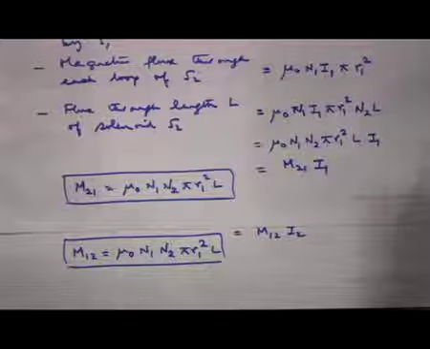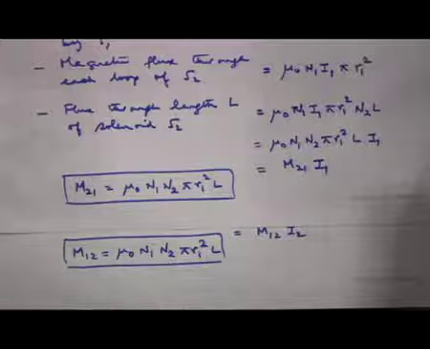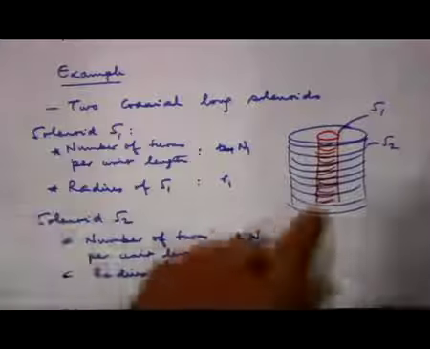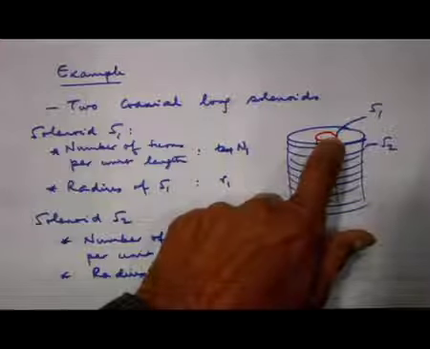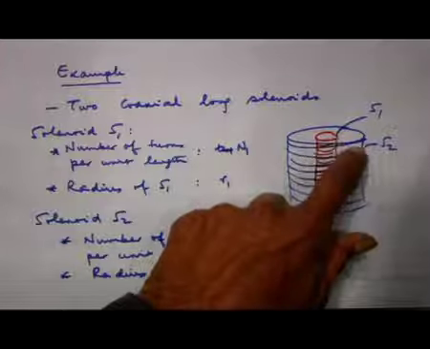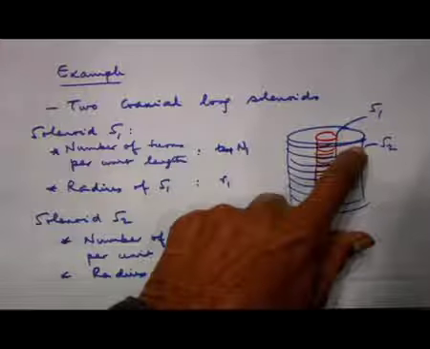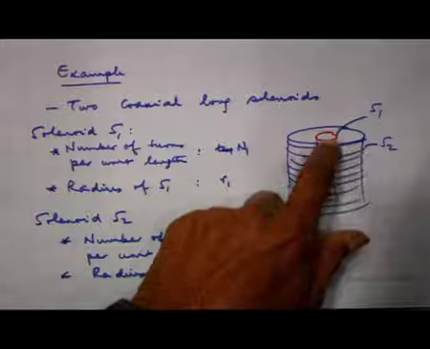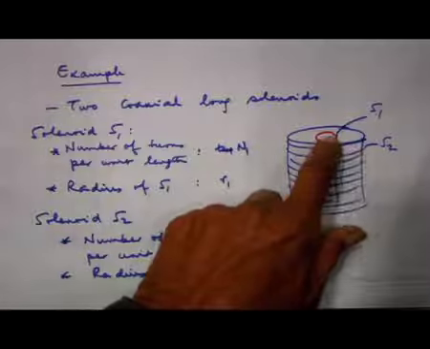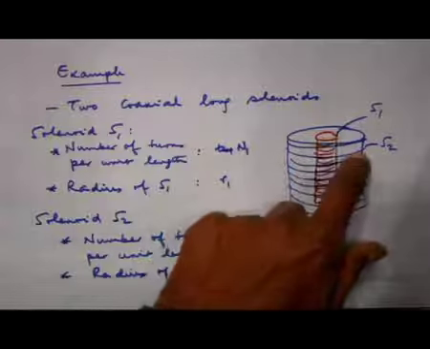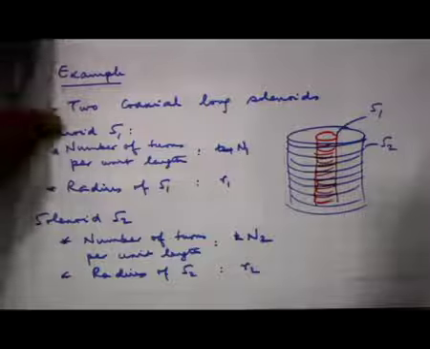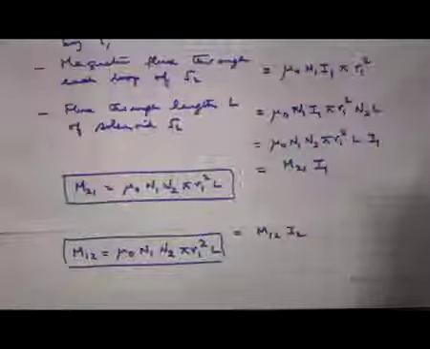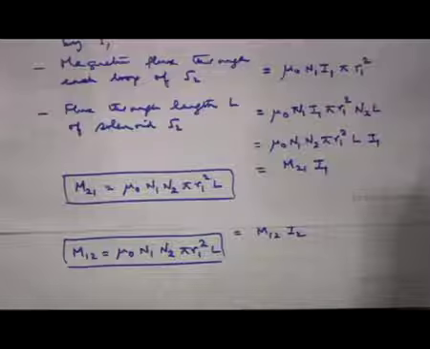So, if I pass a current I through S1, the magnetic flux enclosed by S2 is M21 into I1. If I pass the same current through S2, the flux enclosed by S1 is the same because the proportionality constants M12 and M21 are exactly equal.